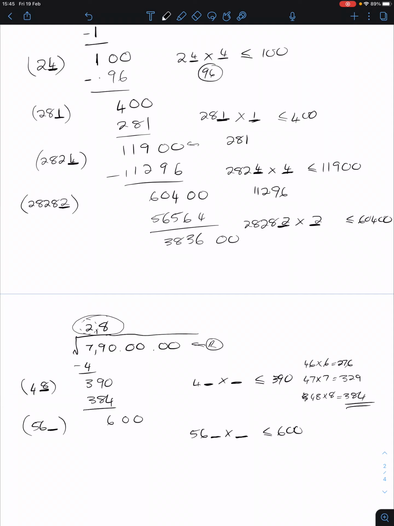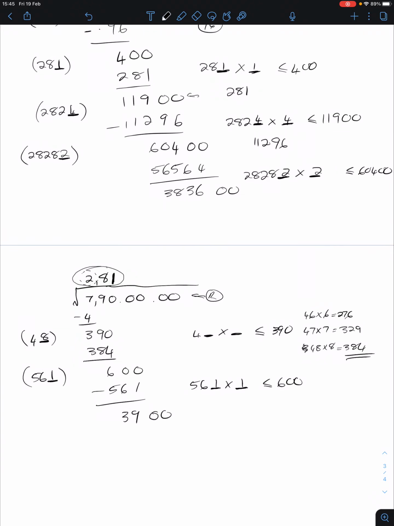And in this case, it's going to be a 1. Because if it's a 2, it will be more than 600. So you add that 1 times that will be 561. You subtract, and you're left with 39, and you bring down the next digits. Now you double the 281, which will be 562, and you add on that one digit.